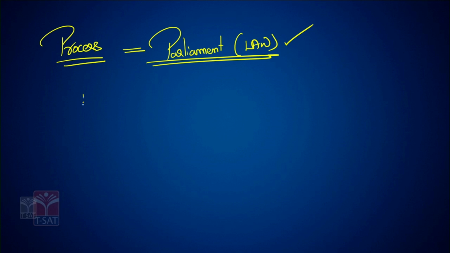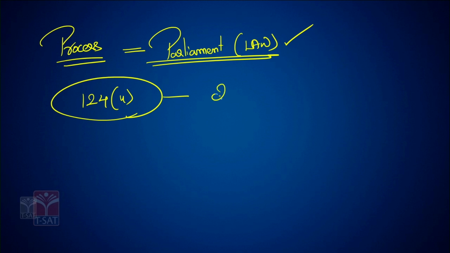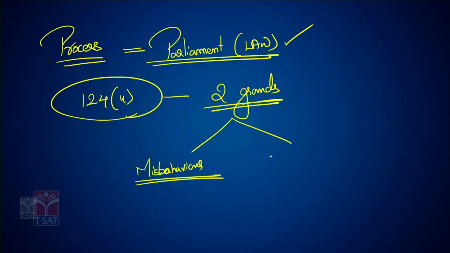But according to the Constitution, Article 124 clause 4, on only two grounds a judge can be removed. What are they? The first one is misbehavior. The second one is incapacity. But how is a judge removed? The judge is removed by the President of India. The judges of the Supreme Court and High Court are removed by the President of India.